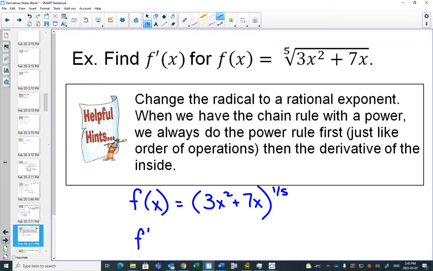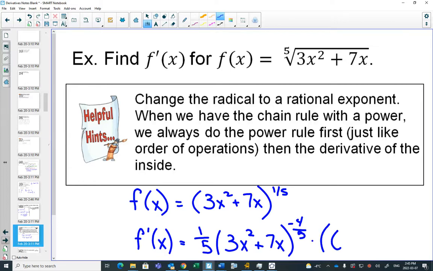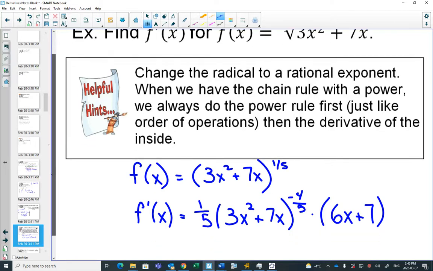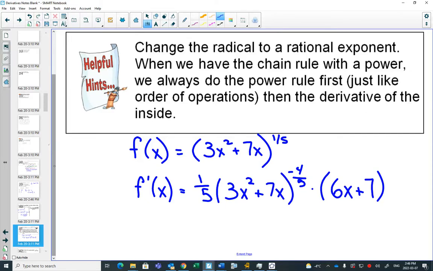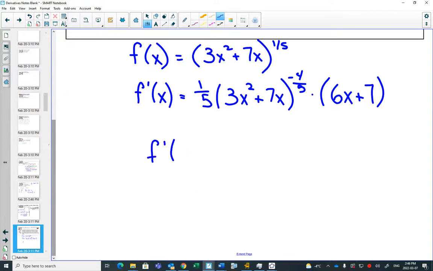And now, when I do my derivative, my outside function is the 1/5. That comes out in front. Keep the inside the same. Subtract 1 from your exponent. Multiply by the derivative of the inside. And this would be perfectly fine. If you checked your answer key in a textbook, it might show up like this.